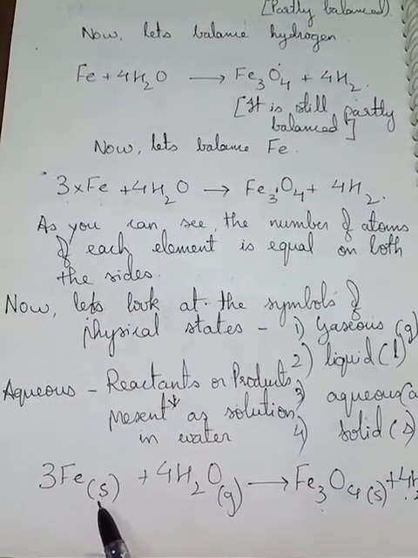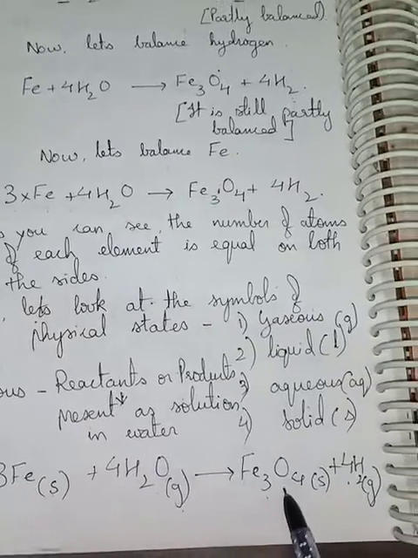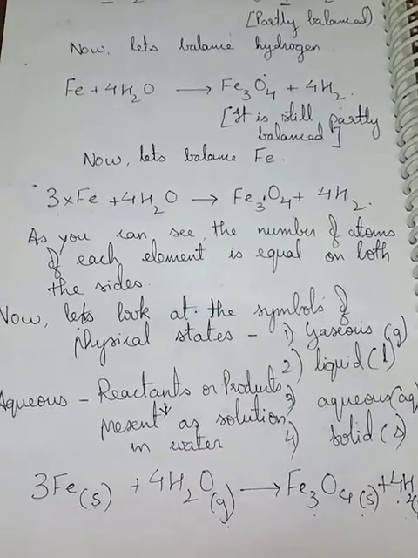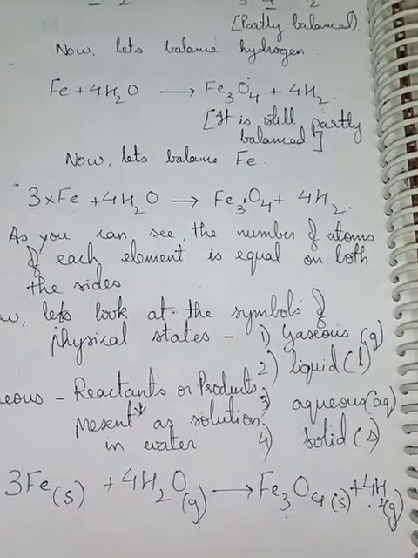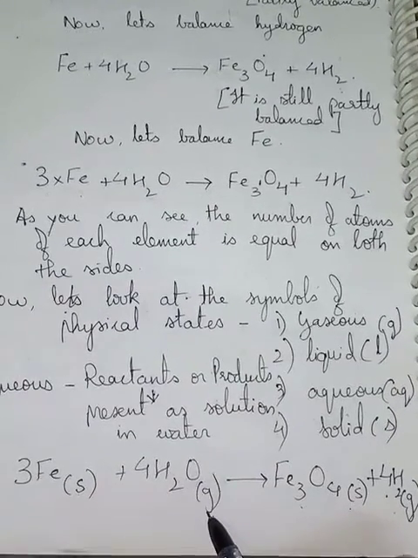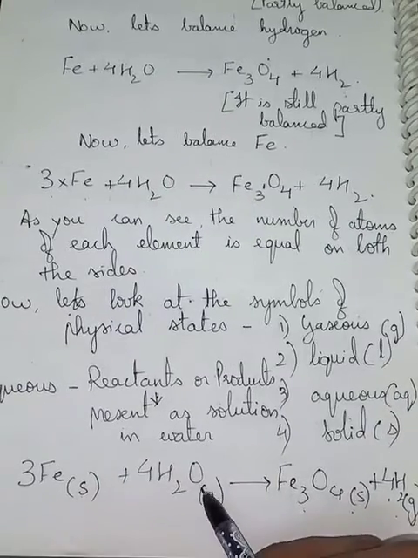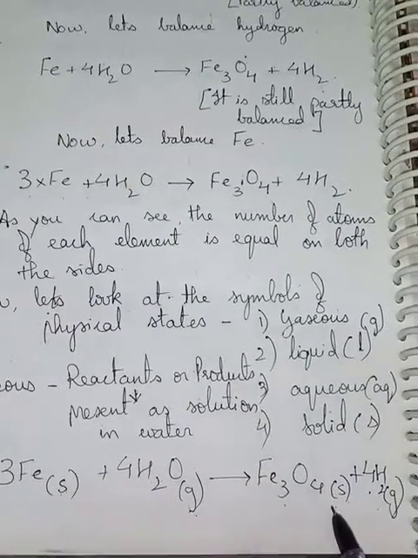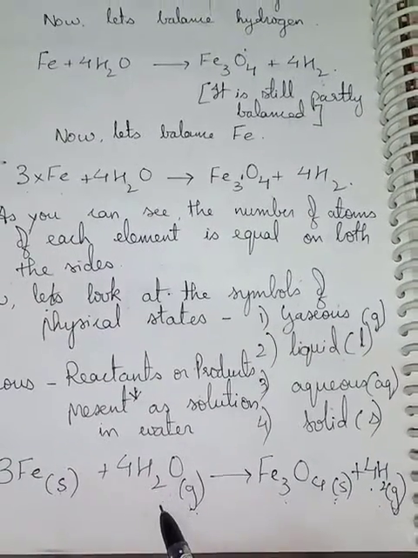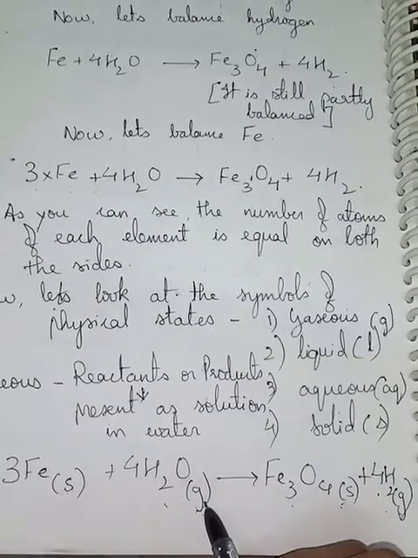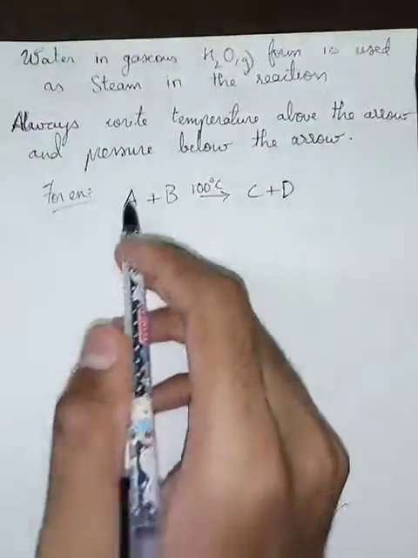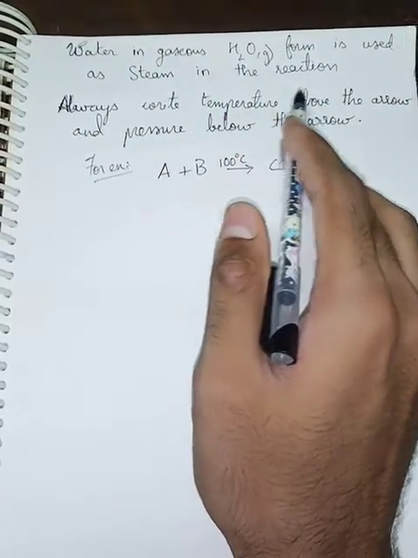Here Fe is in solid state, H2O is in gaseous state, Fe3O4 is in solid state, and 4H2 is in gaseous state. So here we can say that the H2O is in gaseous form. If H2O is in gaseous form, that means it is present as steam. Fe is solid and Fe3O4 is also solid, and 4H2 is also gas. Water in gaseous form is called steam, and here it is used as steam in the reaction.